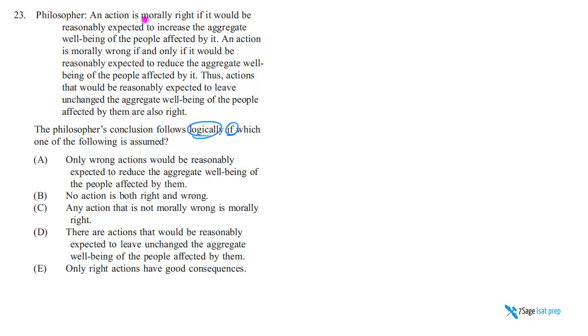So the philosopher says an action is morally right if it would be reasonably expected to increase the aggregate well-being of people affected by it. So if we can reasonably expect an increase in the well-being, then we can say the action is right, is a good action. It's right. That's from our translation lessons and logic lessons, which I can't get into. It would take too long to get into details.